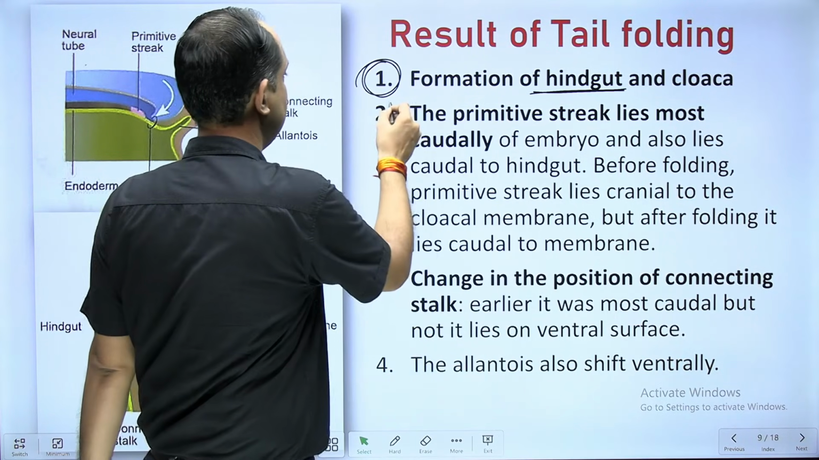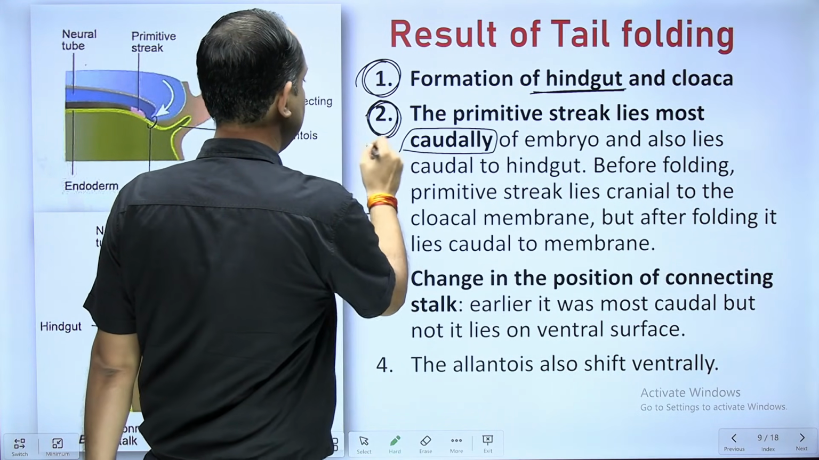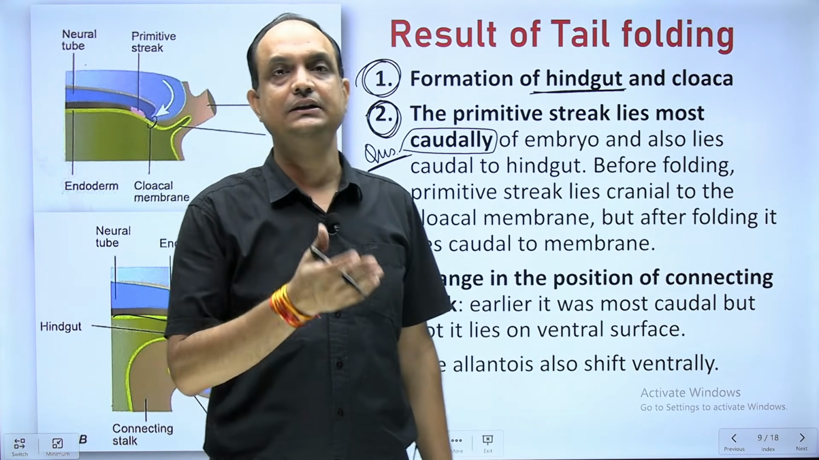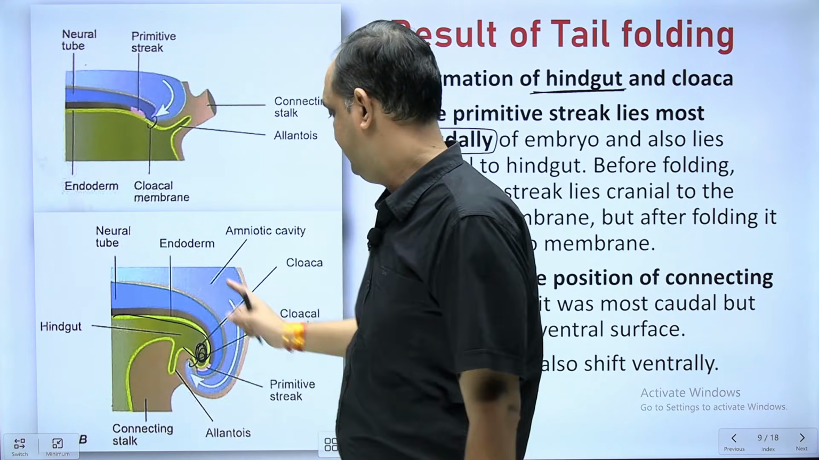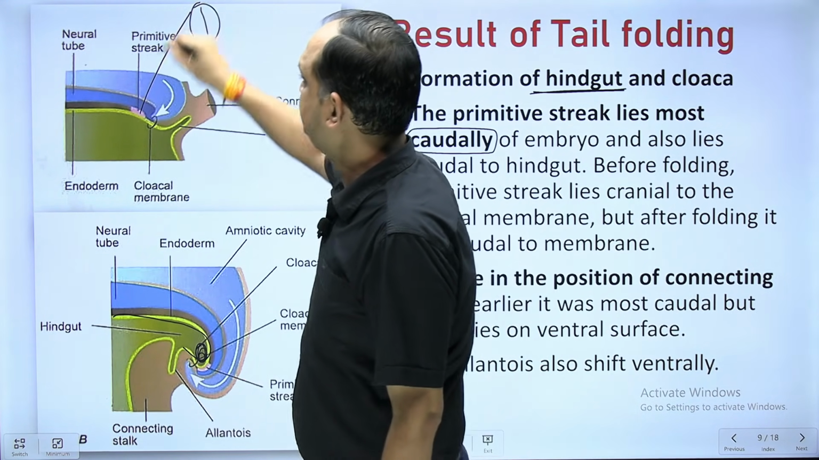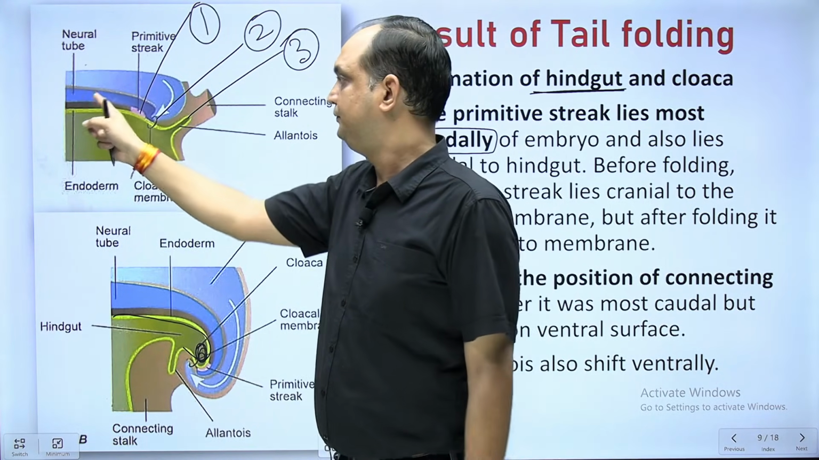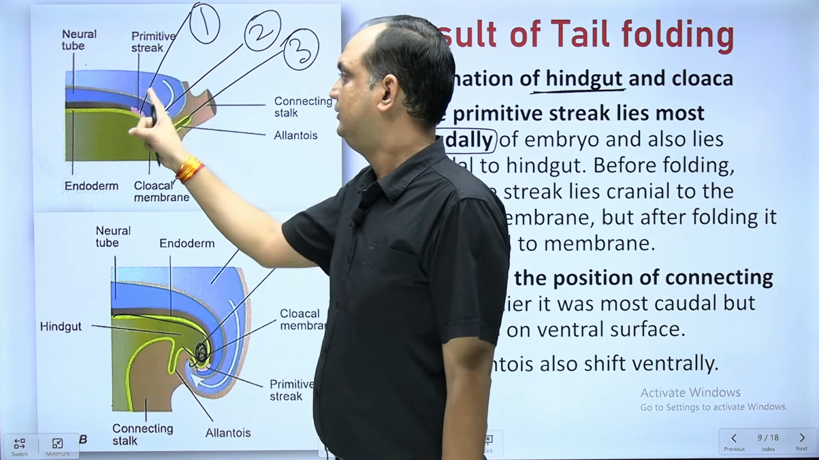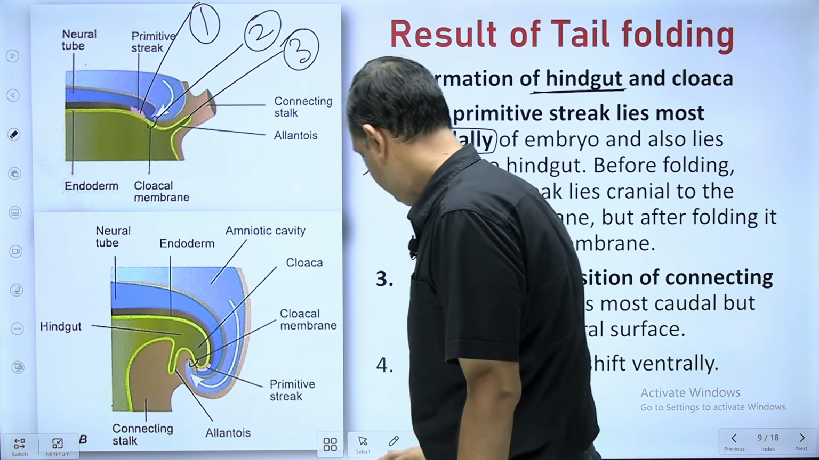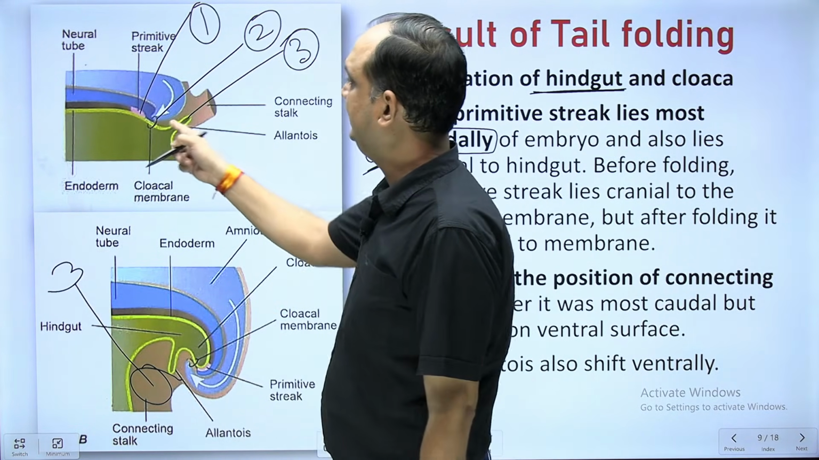Now the second thing which is changing here is that the primitive streak lies most caudally. Now see, this is again an important concept to understand: initially when there is a flat disc, we have seen the most caudal structure is the connecting stalk. But here, if you see the relation, this is your primitive streak, this is your cloacal membrane, and this is your connecting stalk. So what is the relation from cranial to caudal in the tail end? 1, 2, 3. Now when the folding is taking place, what will happen here? Where is your connecting stalk? So this is the area of the connecting stalk, so this is 3. Now where is this cloacal membrane?